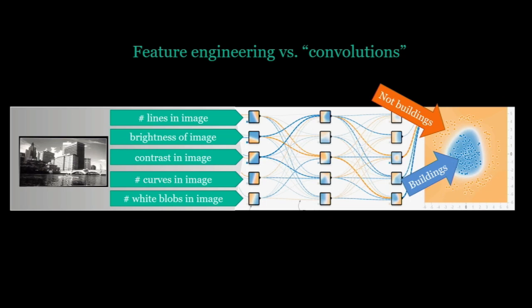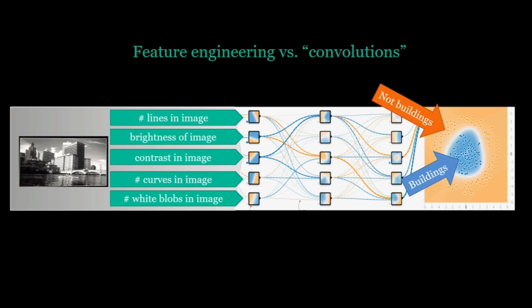So in the old days, before convolutional neural networks became the dominant way of doing computer vision, what researchers would do would be to design custom code that extracted interesting features from the image. So how many lines can we detect on the image? How bright is the image? How much contrast is there in the image? How many curves can we detect in the image? How many white blobs are in the image?